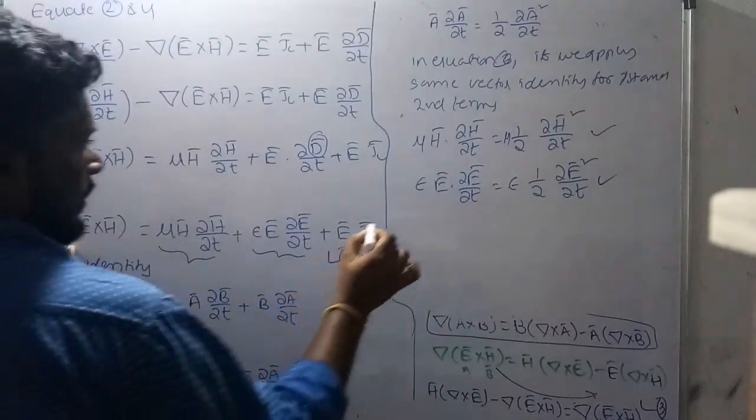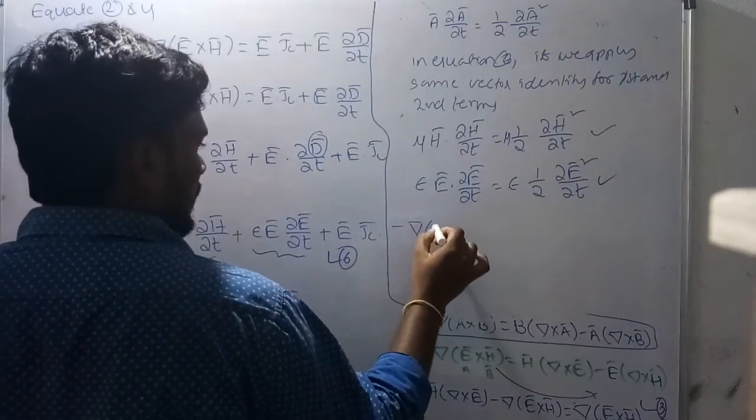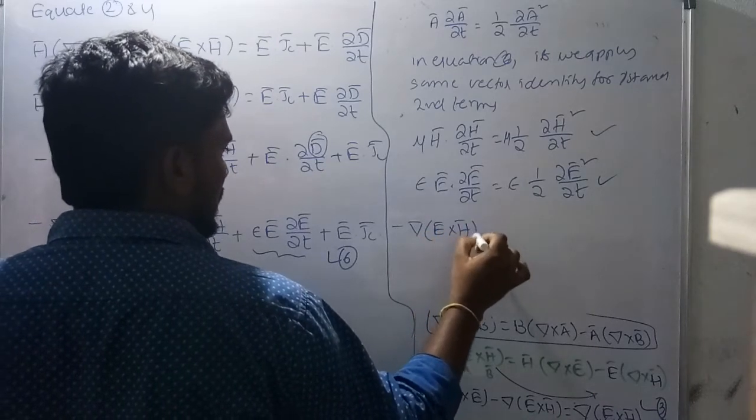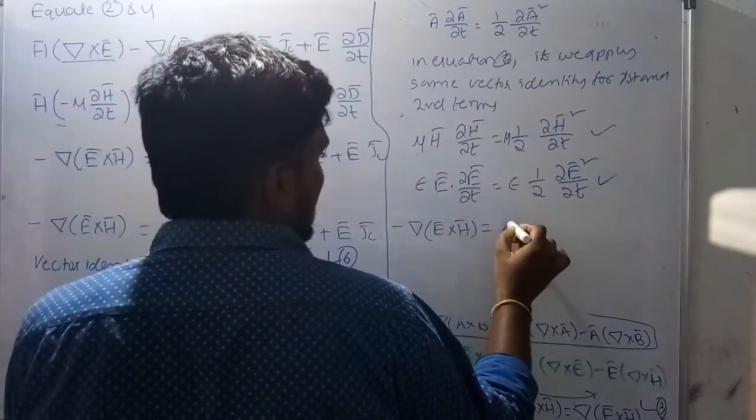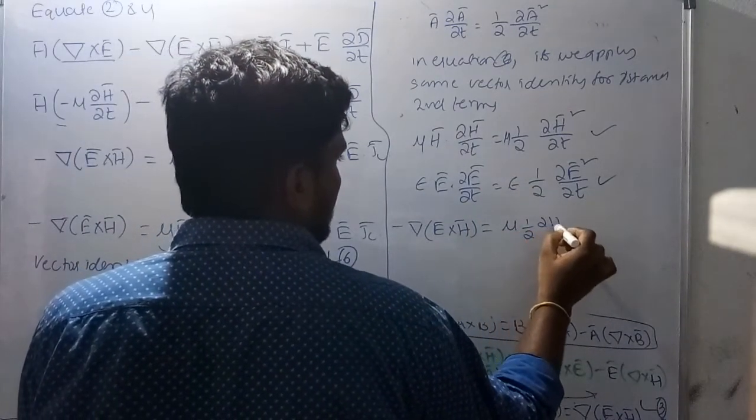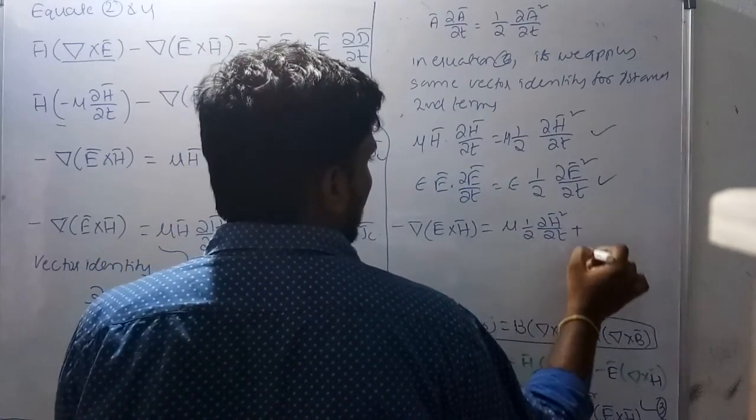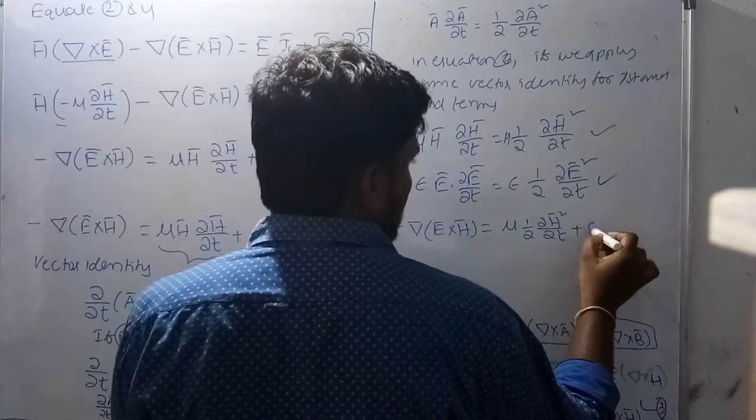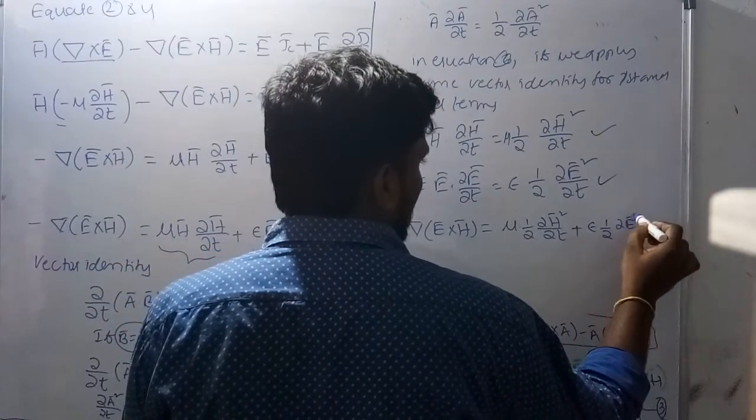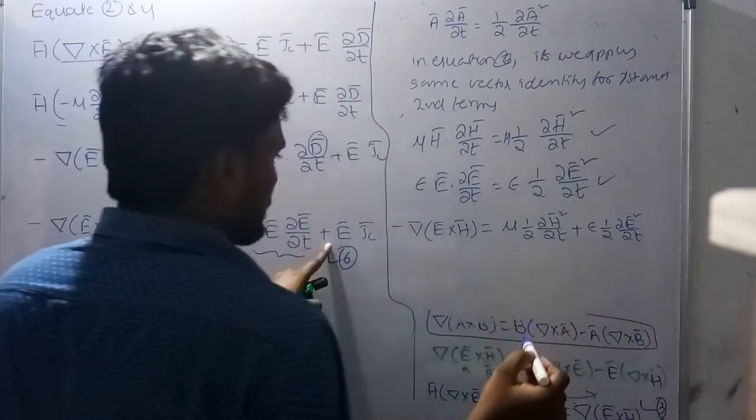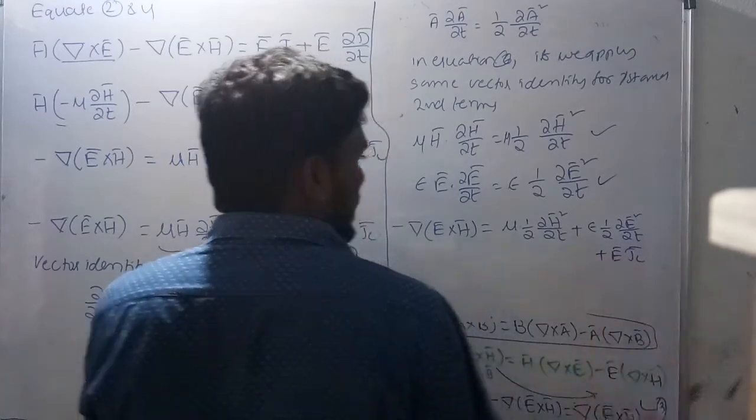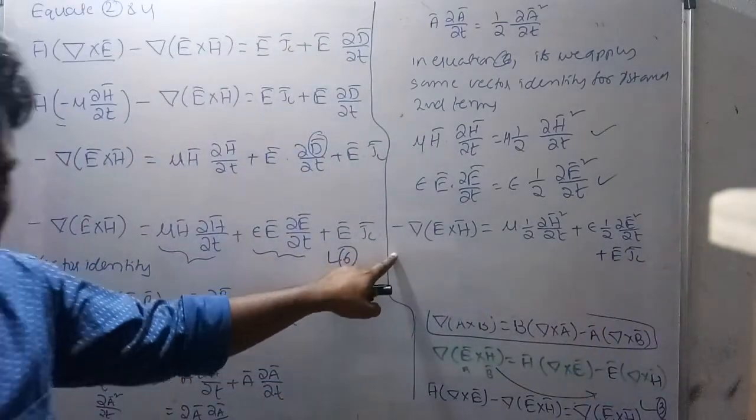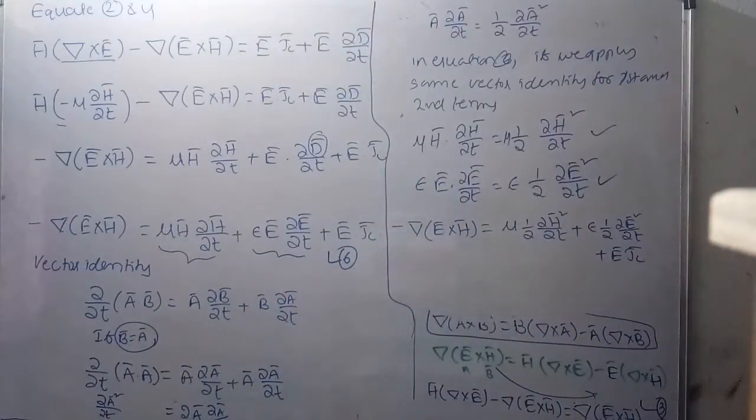see, just write minus ∇·(Ē×H̄) here equals, in place of μ ∂H̄/∂t, write μ times 1/2 times ∂H̄²/∂t plus ε times 1/2 times ∂Ē²/∂t, and here keep it as is, Ē·J̄c. Okay, and this equation is for single point charges. Let us consider this equation number 7, and this equation holds good for single point charges.